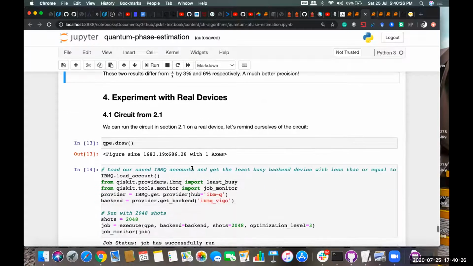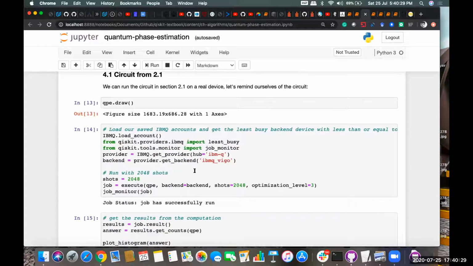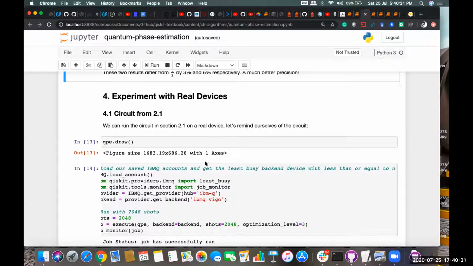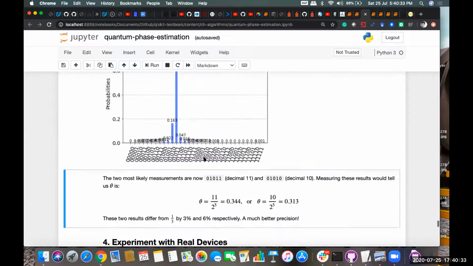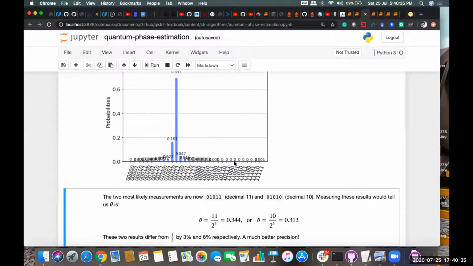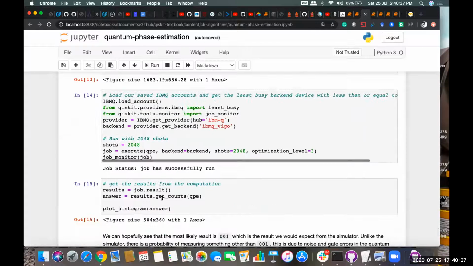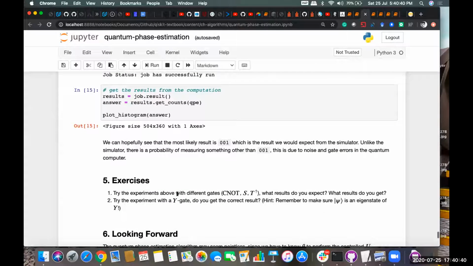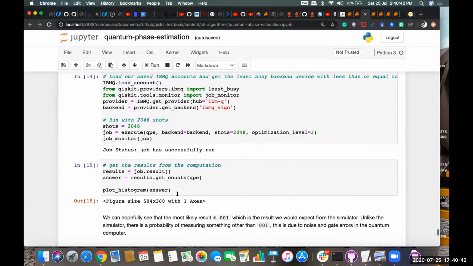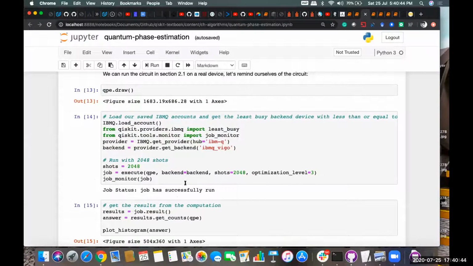All right. So again, here I'm not going to run this. You can experiment with that. Once you are done with running all these experiments on the simulator, you can go and run these things on real quantum devices and look at what outputs you are getting.